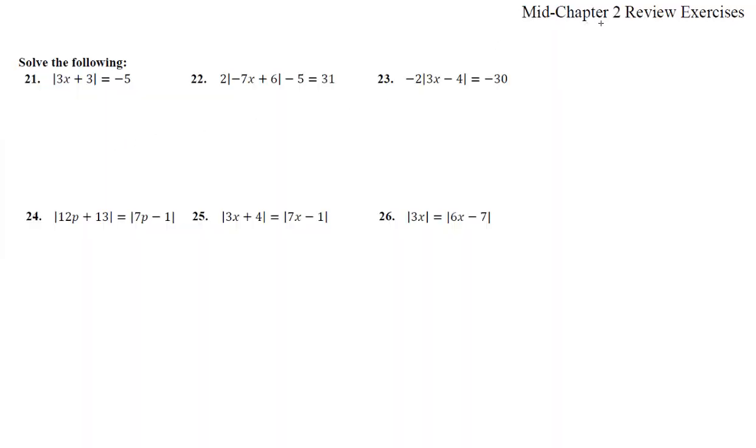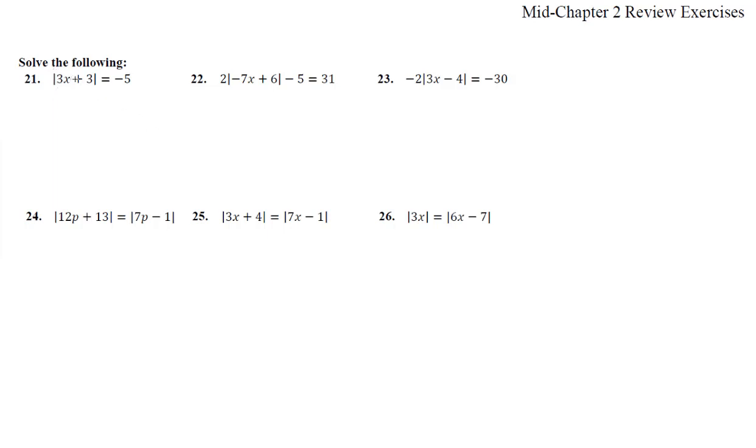Here we are in mid-chapter 2 review, exercises numbers 21 through 26, and we're solving the following. Notice these are absolute values. And how do we undo absolute values? By splitting up the equation once we get the absolute values by themselves.